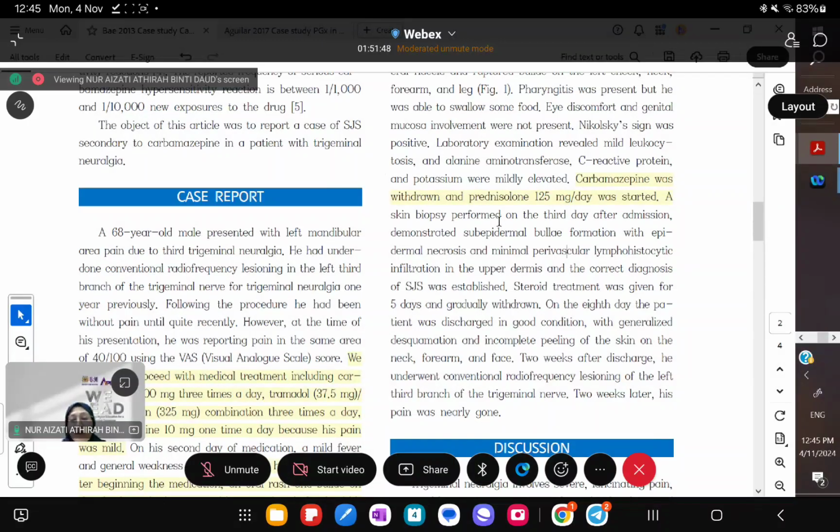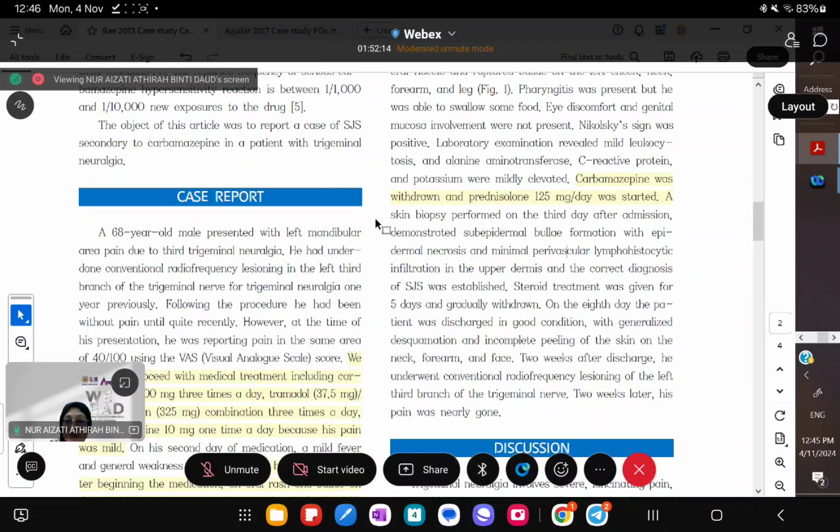And usually for SJS ataupun screen reaction, we give patient with steroid to alleviate the response. Okay, so we give prednisolone 125 milligram per day was started for this patient. And then steroid treatment was given 5 days, gradually withdrawn.